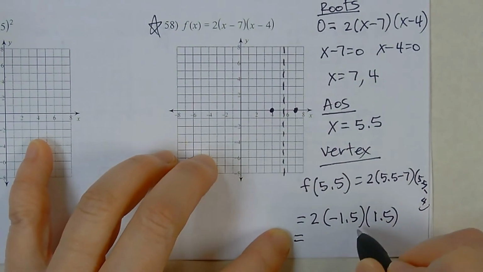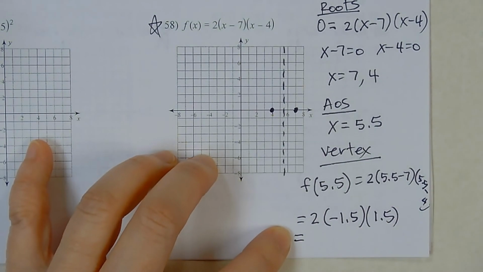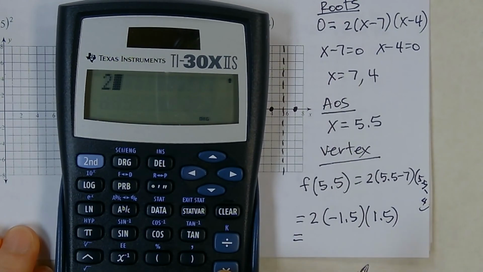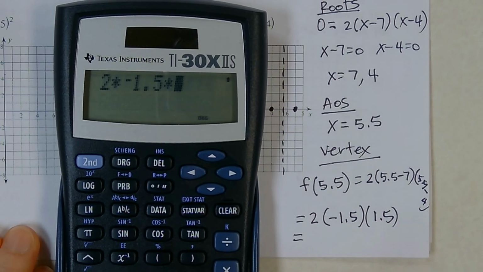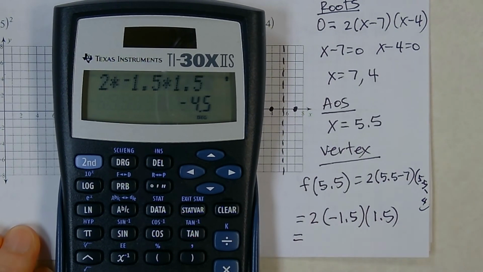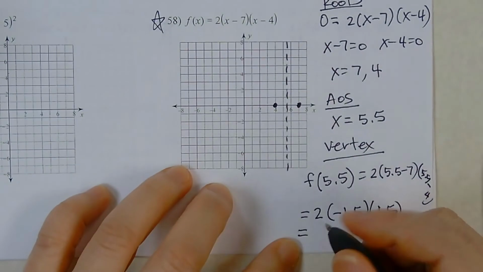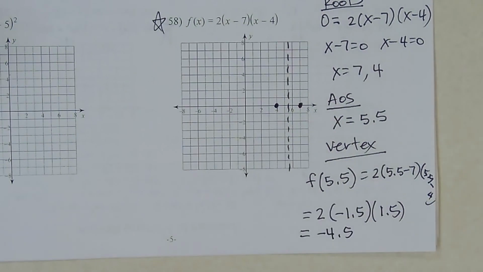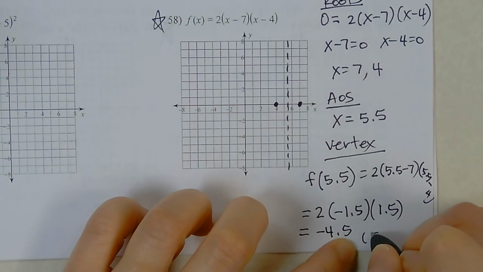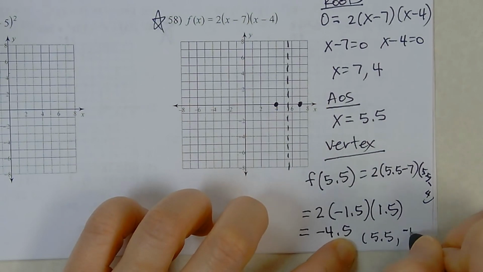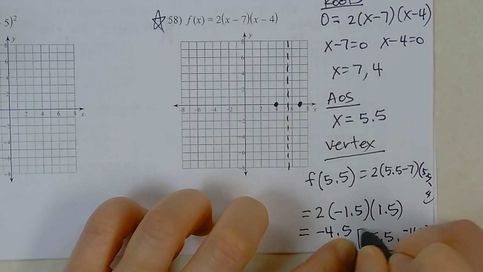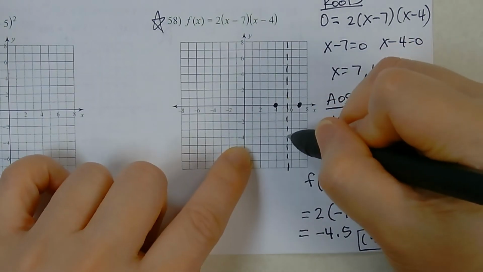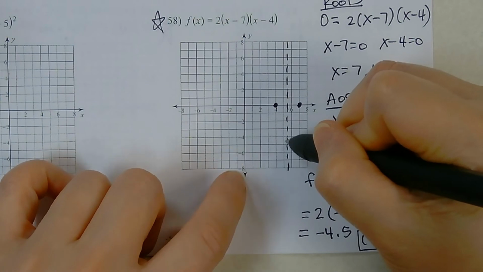And then so here we go. Calculator, come help me out. I'm going to just go like this. So 2 times negative 1.5 times 1.5, which is going to be negative 4.5. All right. So my vertex is going to be 5.5, negative 4.5. There we go, my vertex, just like that. So I'm going to go down, negative 4.5.